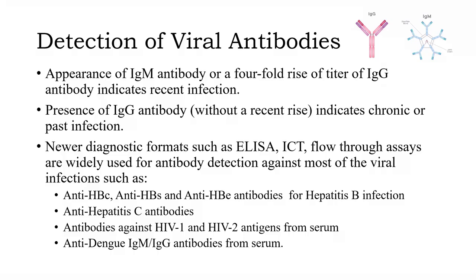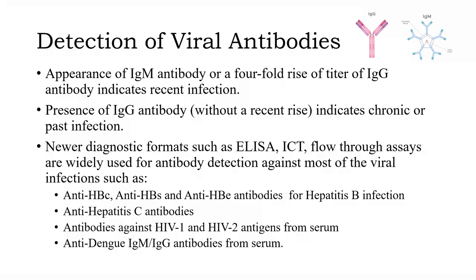Next part, you have the viral antibodies, and as you all know, as soon as there is an infection, the first antibody to appear is the IgM followed by IgG. So whenever there is an IgM antibody or a four-fold rise in titre of IgG, it is because of that particular infection only. IgG alone, if it is present, can be a chronic infection or because of previous exposure. It is not necessary that the patient has an infection, maybe because of the previous exposure, which might be a very subclinical infection as well.